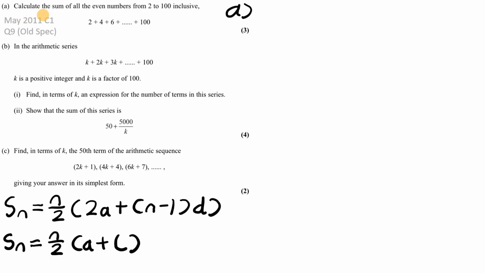Okay, so for part A, we need to calculate the sum of all the even numbers from 2 to 100 inclusive, and we're also given the series here. So we need to use the formulas down here. For this one, we need n, a, and d. A is the first term, and we can see that the first term here is 2. D is the common difference, and going from 2 to 4 and then 4 to 6, we are adding 2, so the common difference is 2.